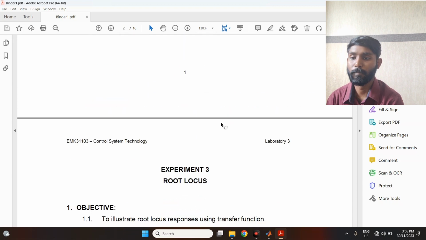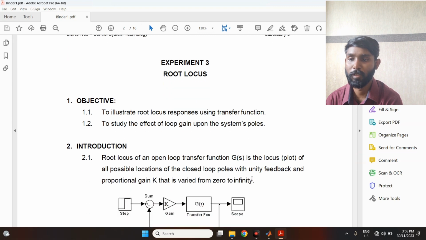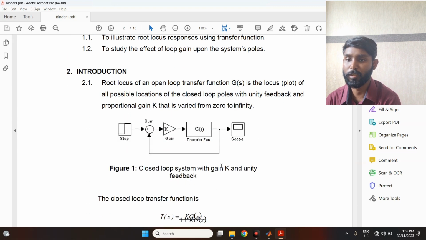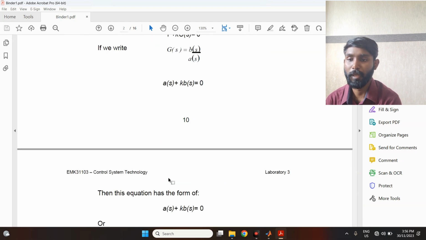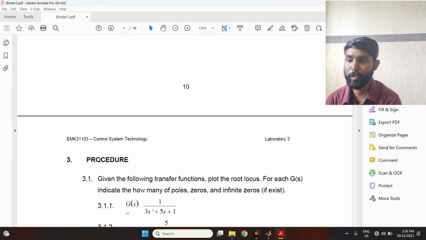So the objective of this experiment is to illustrate the root locus responses using transfer functions and also to study the effect of loop gain upon the system's poles. As you can see, this is the introduction, and we can move down to the procedure. Given the following transfer functions, plot the root locus. For each G(s), indicate how many poles, zeros and infinite zeros exist.